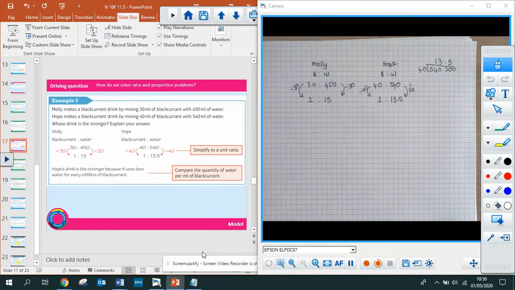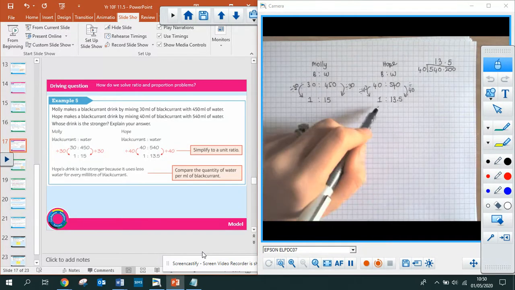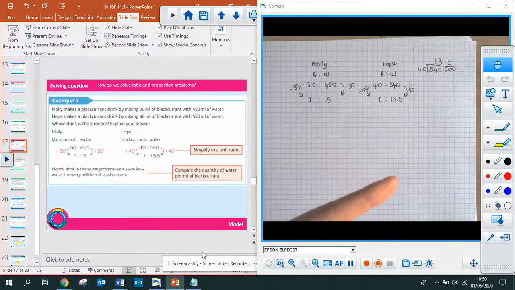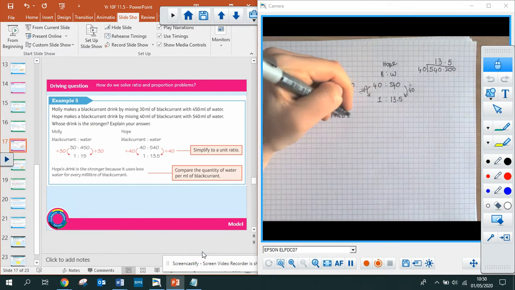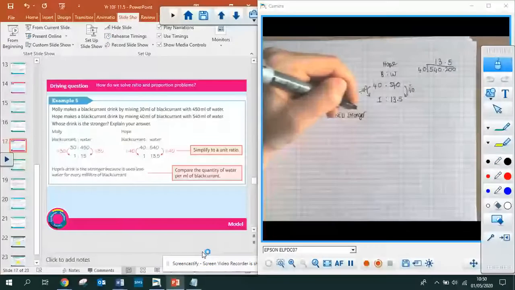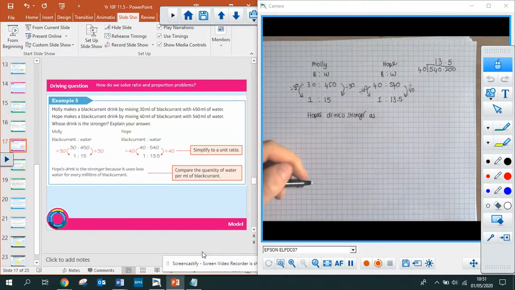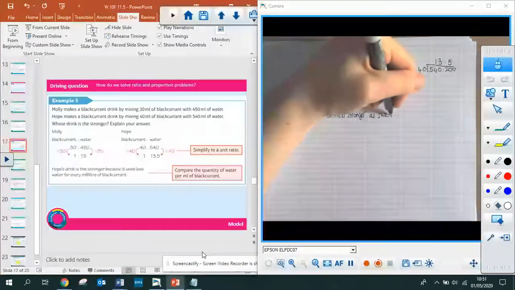Now you need to compare whose is stronger. Well, it's going to be whoever's got the lesser amount of water, okay? Because if they've got the same amount of blackcurrant and one's putting less water in than the other, theirs is going to be stronger. So Hope's drink is stronger, and you can put as she uses less water.